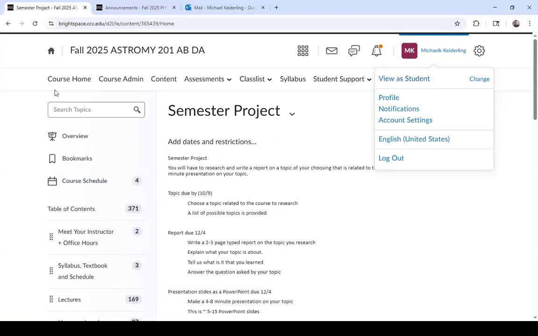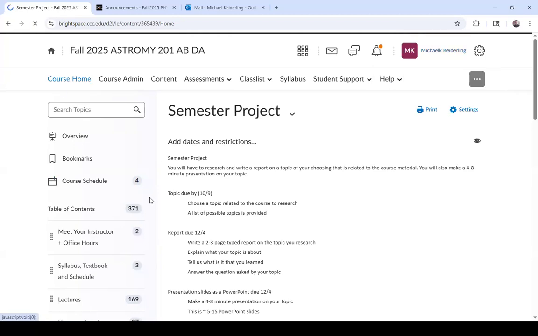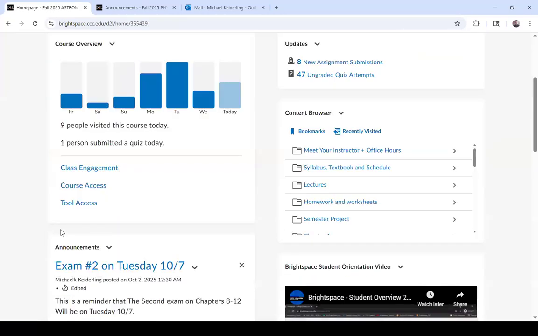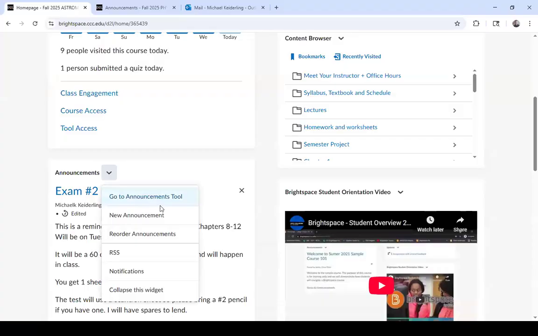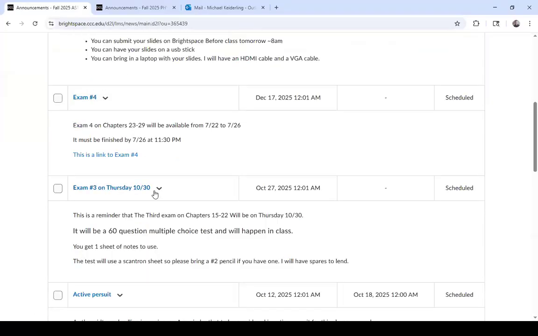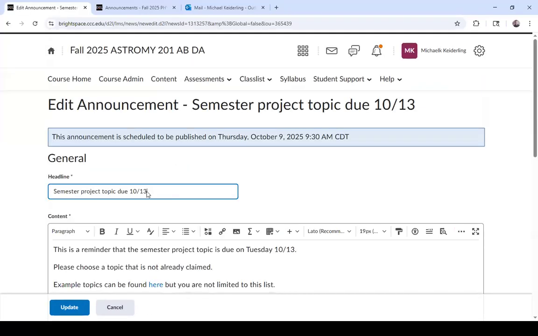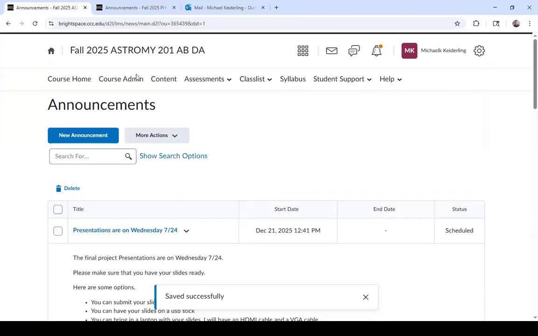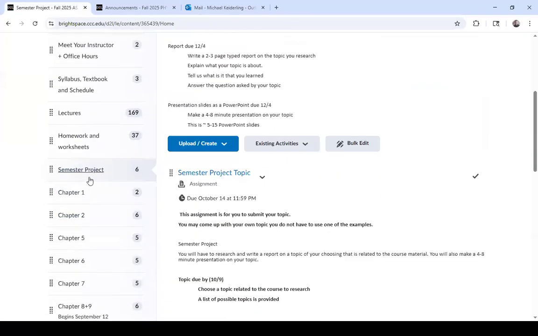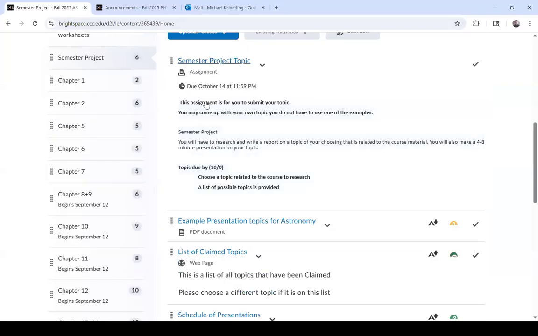And that means I made a mistake in the announcement as well. So I'll quickly edit that. Sorry. Just quickly adjust these to the right date. But you can find the semester project in content, semester project. This is the assignment to submit your semester project topic. You just need to submit your topic.